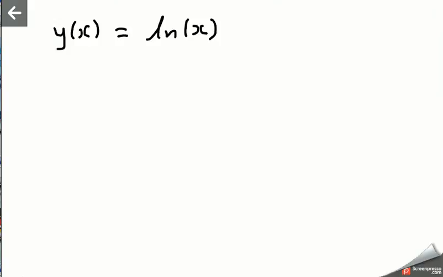Let me restate that up here. If y of x equals natural log of x, which is log to the base e of x, then we know that y prime of x is equal to 1 over x. And just knowing this detail allows us to differentiate any logarithm to any base that we like.